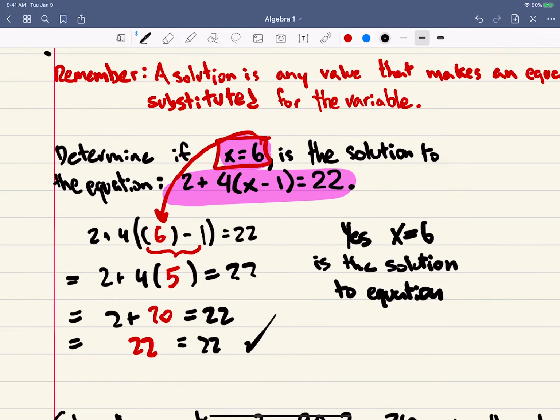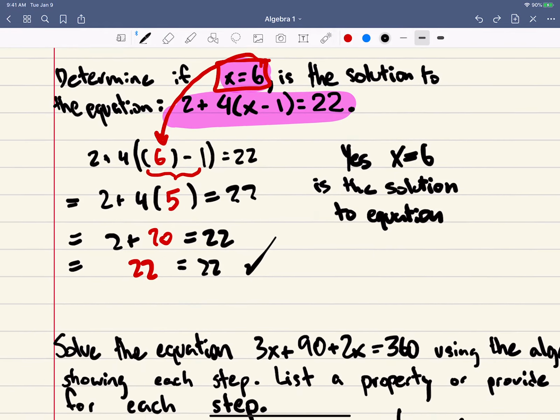If for some reason we ended up getting a 23 or a 21 in this area, that would mean that whatever value we got is not the solution. Basically, when you're checking if something is a solution, all you do is get your value for x and plug it in wherever the x is. Pretty straightforward.